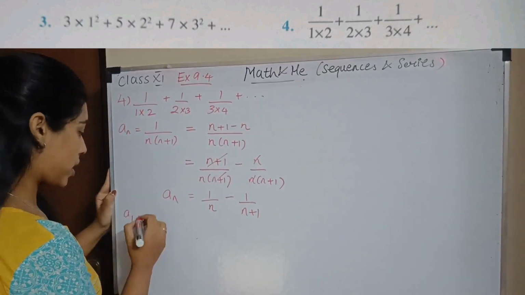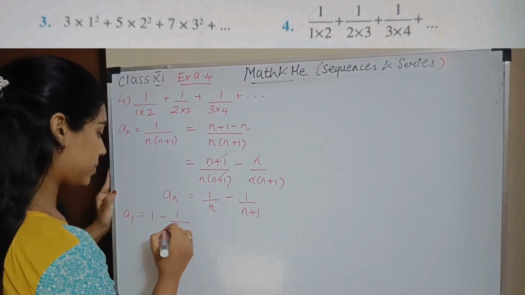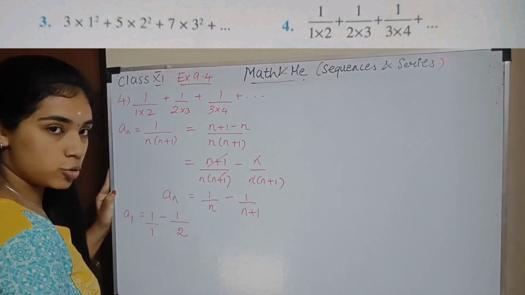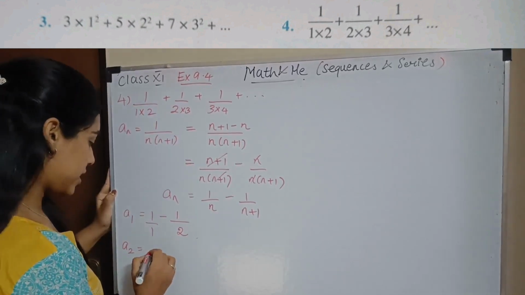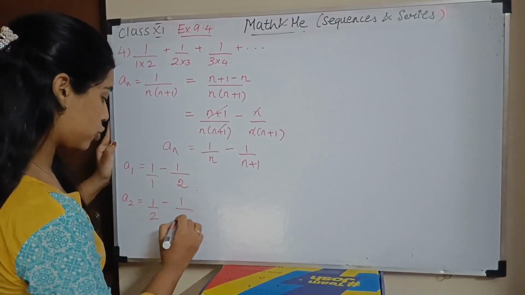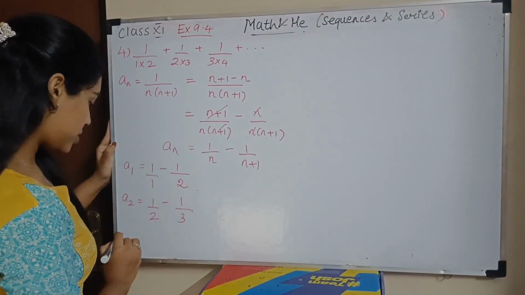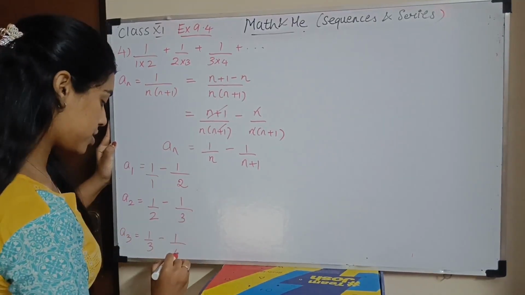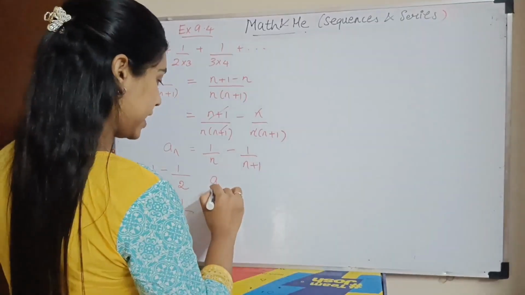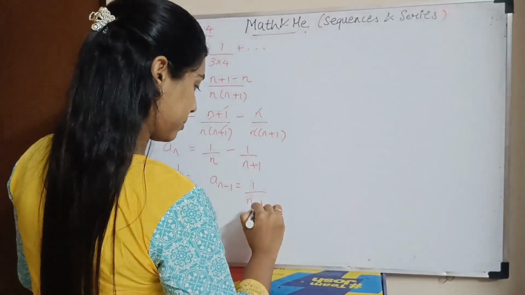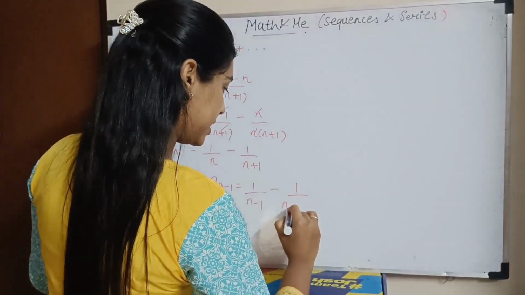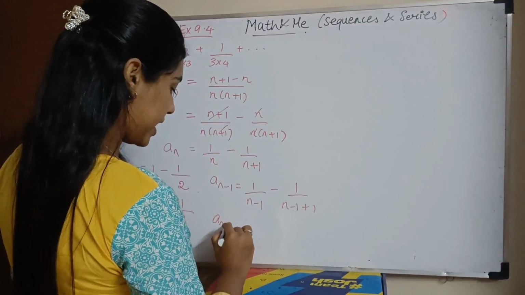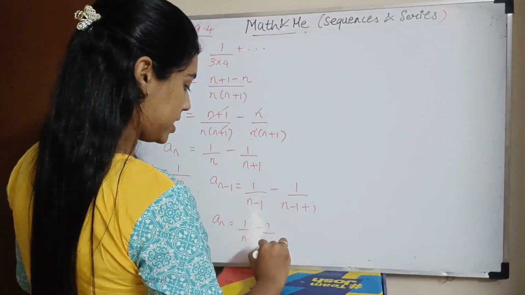Now what is your a1? It is 1 by 1 minus 1 by 1 plus 1, which is 2. What is your a2? It is 1 by 2 minus 1 by 2 plus 1, which is 3. What is your a3? It is 1 by 3 minus 1 by 3 plus 1, which is 4. Similarly, what is my an minus 1? It is 1 by n minus 1 minus 1 by n minus 1 plus 1. Minus 1 plus 1 goes off, so it is 1 by n. So what is an? 1 by n minus 1 by n plus 1.